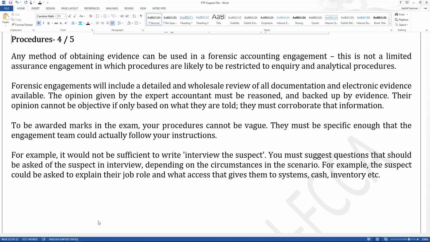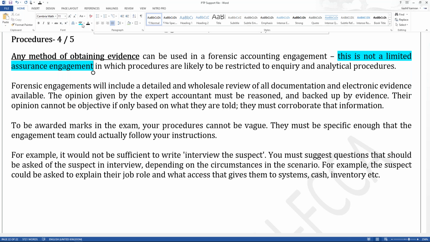I'm reading what's in front of your screen. Any method of obtaining evidence can be used in forensic accounting. This is not a limited assurance engagement, right? I hope you know what a limited assurance engagement, moderate assurance, is. This is not a limited assurance engagement in which procedures are likely to be restricted to inquiry and analytical procedures. So is it a limited assurance engagement? No, it is an agreed upon procedure.